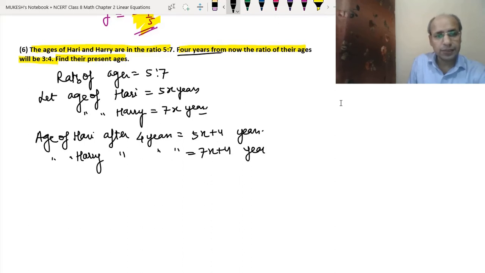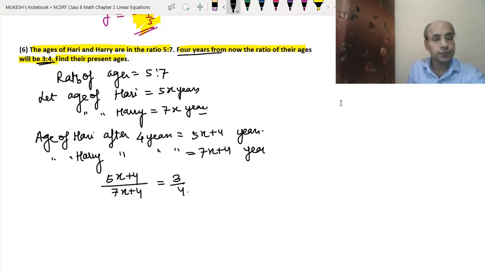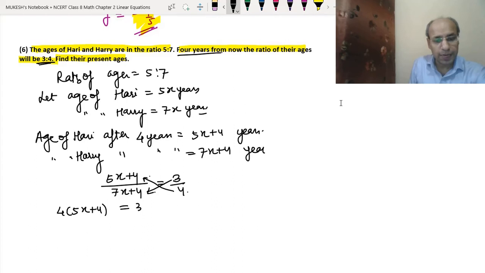And what is given is that their ratio will be 3:4. So to find the ratio, what will we do? We will just take the fraction of them. 5x plus 4 over 7x plus 4 is the ratio, equal to 3:4, so 3 upon 4 we will write. Now we will do it in the same way as the other question. So 4 will multiply with the 5x plus 4 and 3 will multiply with the 7x plus 4. So 4 bracket 5x plus 4 equals 3 bracket 7x plus 4.